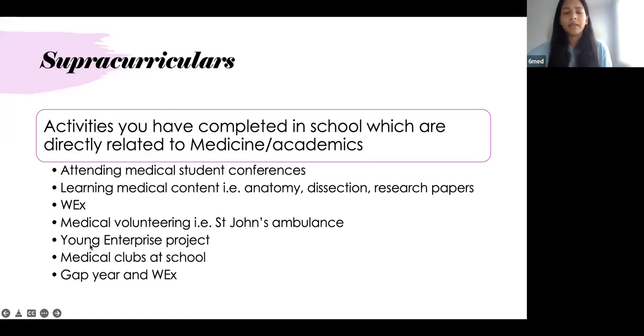When I was at school, we used to do something called Young Enterprise, which was a business project, but it was an academic based project where you design your own product and then you sell it. So that again would be a supracurricular. If you've set up a medical club at school, or if you're part of a medical club, or if you went on your gap year, what sort of work experiences did you do there? So those would all be considered as supracurriculars.